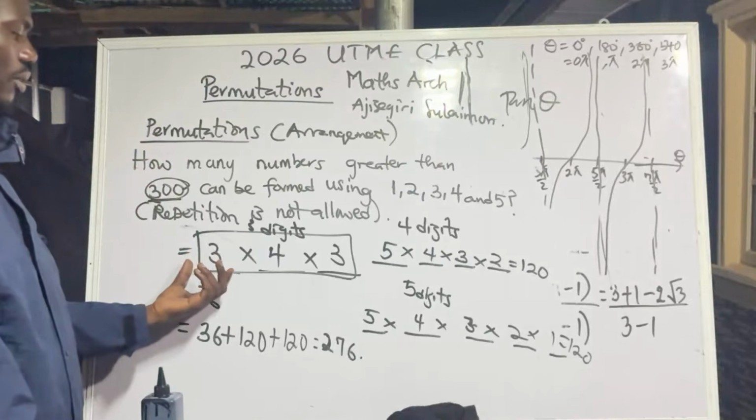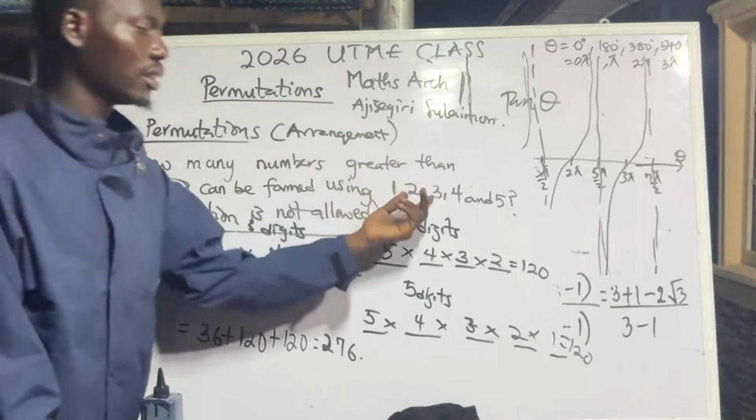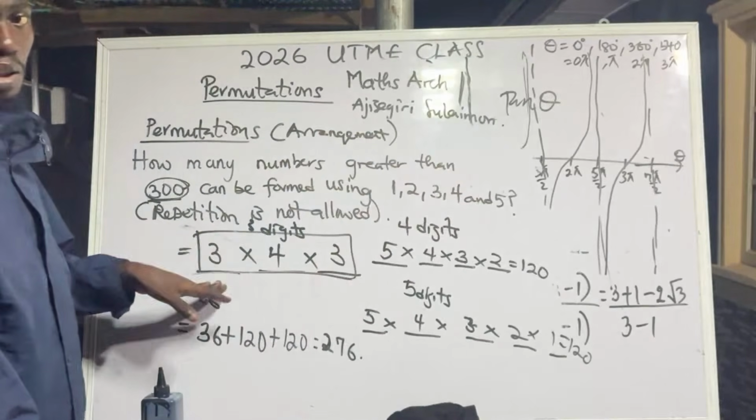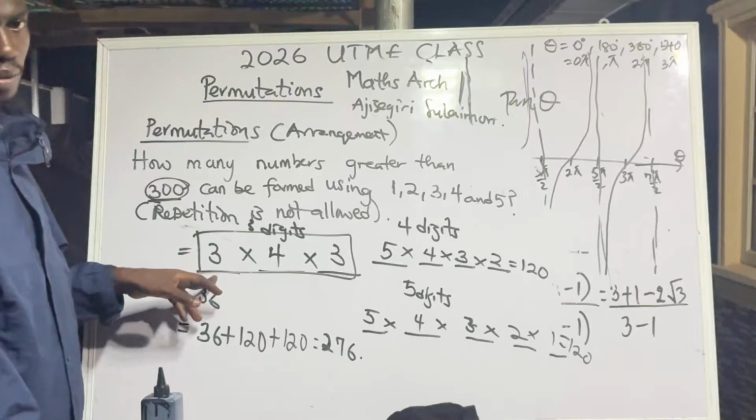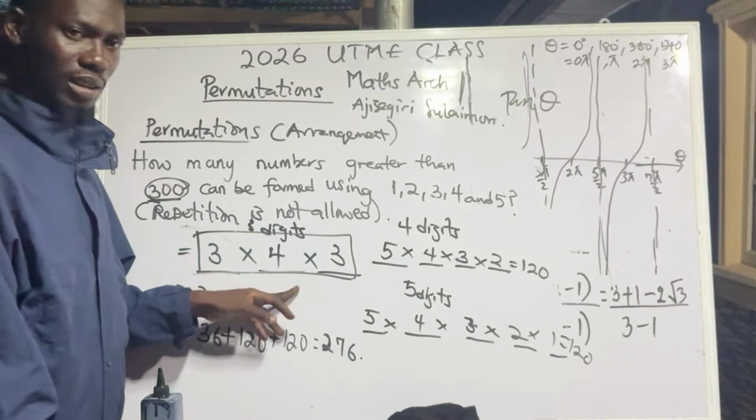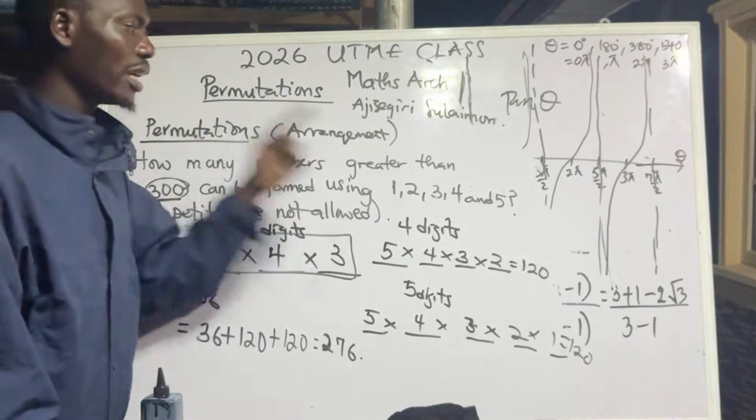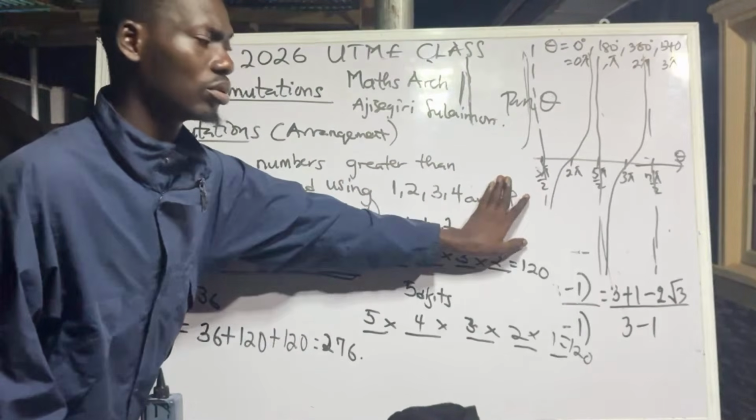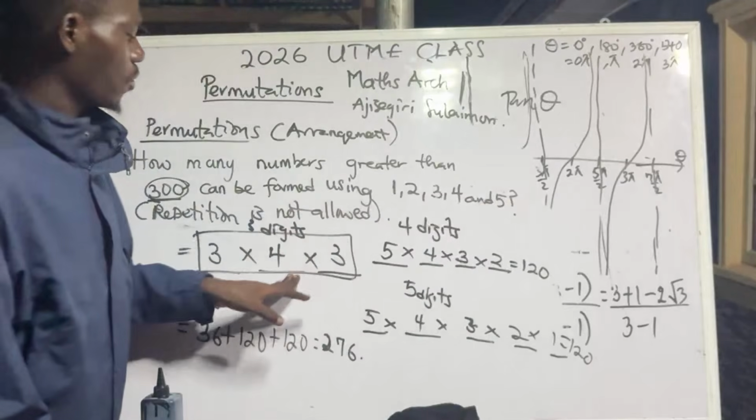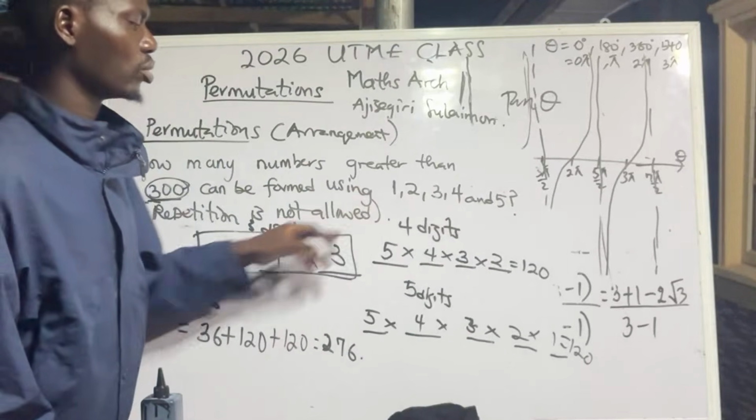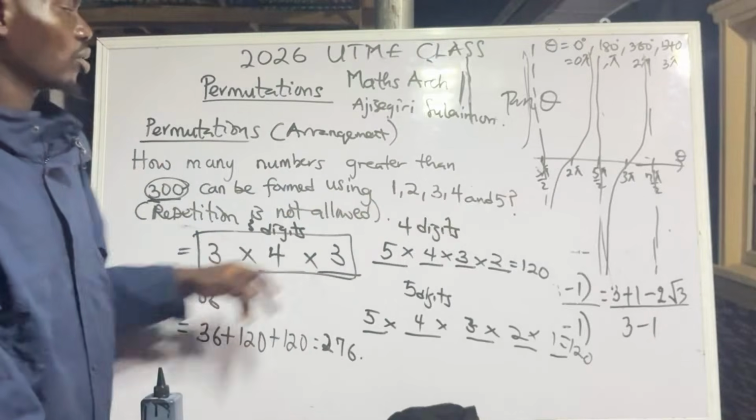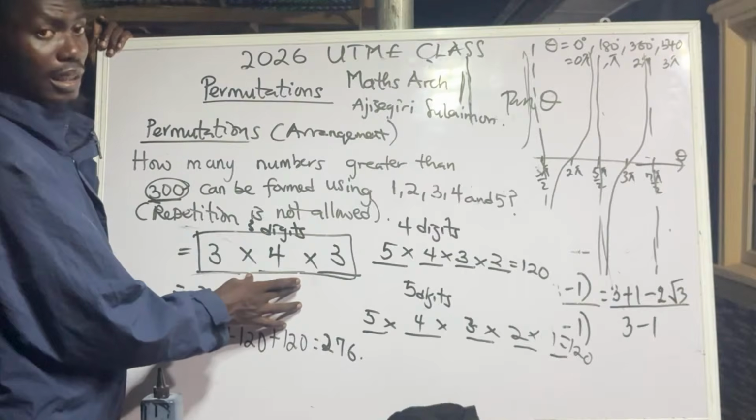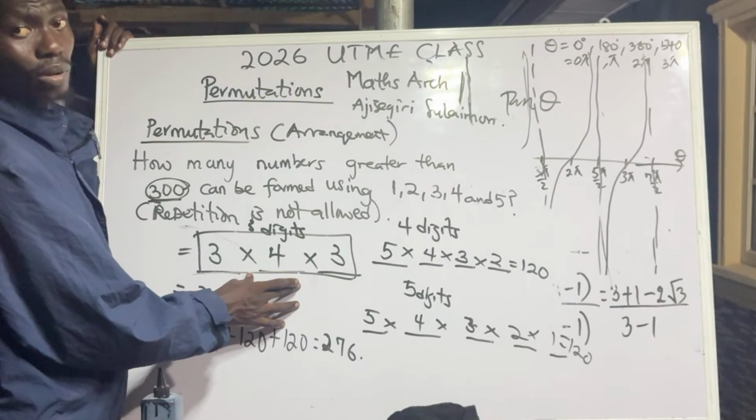So definitely this first digit is either 3, 4, or 5. That means it has how many options? 3 options. That is why I'm putting 3 here. Multiply by this second digit now. Recall there is no repetition, so any one of these that I use, I cannot use again. Let's assume it is 5 that I use here. So for this one, it has how many options? 4 options. Because it is only in the first position that I cannot use 1 and 2. I can use them here. I can have 312.